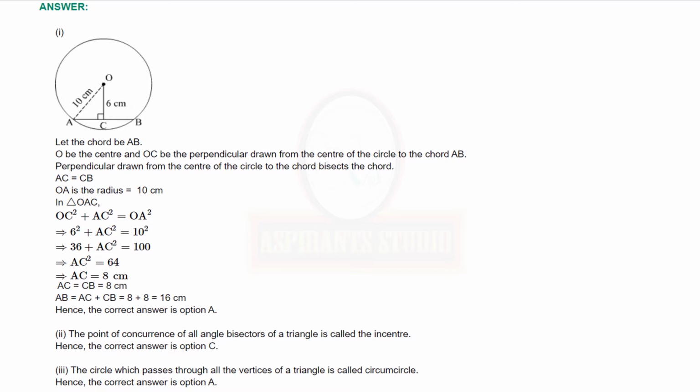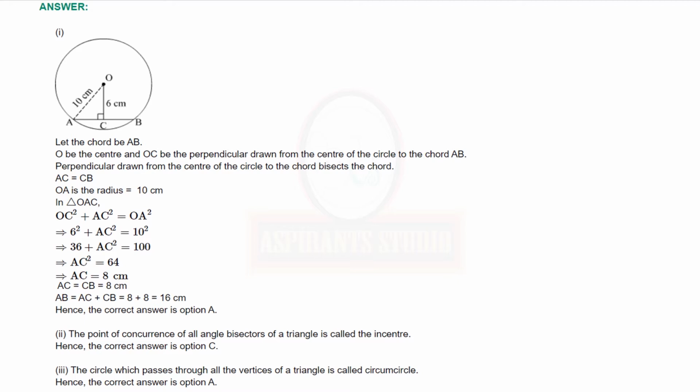OA is the radius, that is equal to 10 centimeters. In triangle OAC, in right angle triangle OAC, by Pythagoras theorem, hypotenuse square is equal to one side square plus other side square. OA square is equal to OC square plus AC square. Substitute the values and find out the value of AC. AC square is 64, therefore AC will be square root of 64, which is 8 centimeters. So we get AC is equal to CB is equal to 8 centimeters.